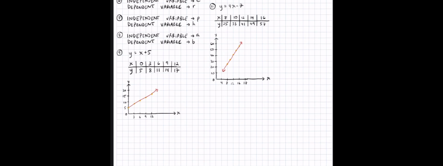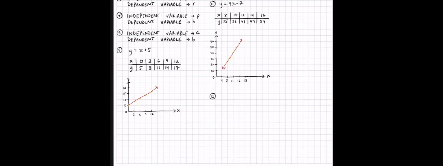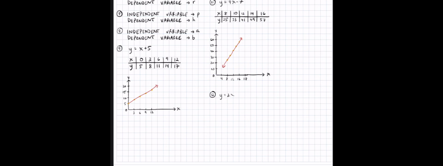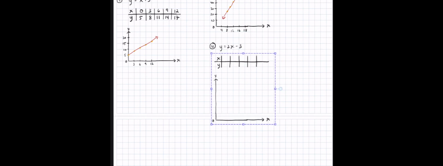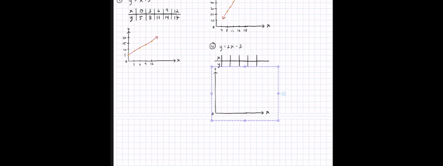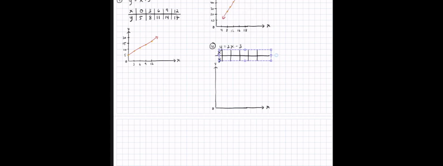Okay, that's 11. Let's try a 12th one here. Let's try the equation y is equal to 2x minus 3. Am I going to be able to fit this here? Maybe, if I move this up a little bit. I want to be able to put some numbers underneath here too. Here, I have an idea. Let's move that one up. Let's move this one up. I think that I should be able to fit everything now.